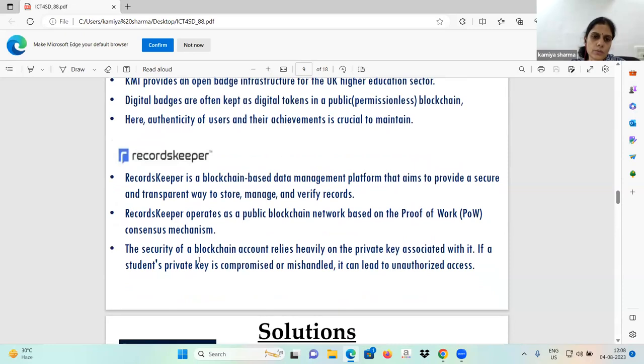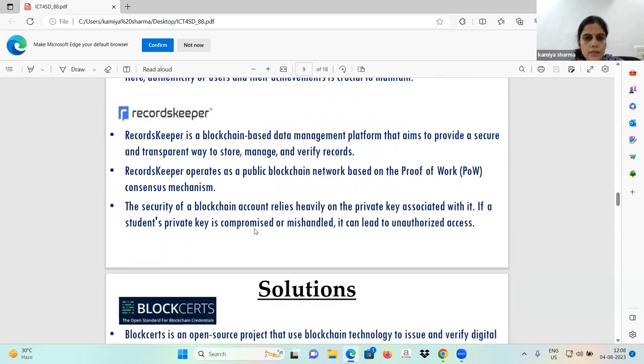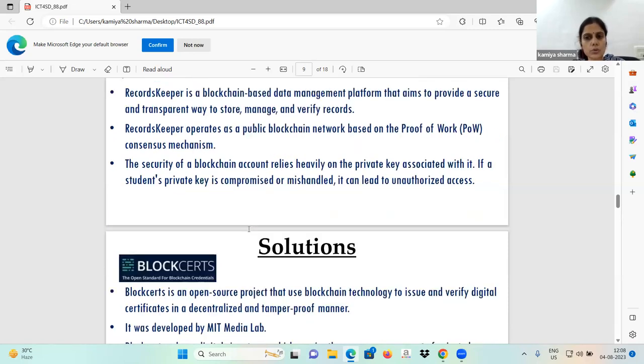The second solution is RecordsKeeper, which is a blockchain-based data management platform, which aims to provide a secure and transparent way to store and manage the data. It again uses a public blockchain network and also uses the proof of work consensus mechanism. But the security of the blockchain depends on the private key. If the student's private key is mishandled or compromised, it can lead to unauthorized access.